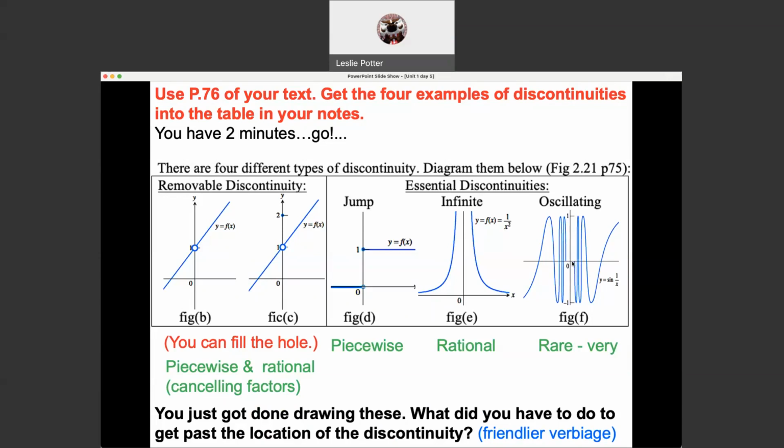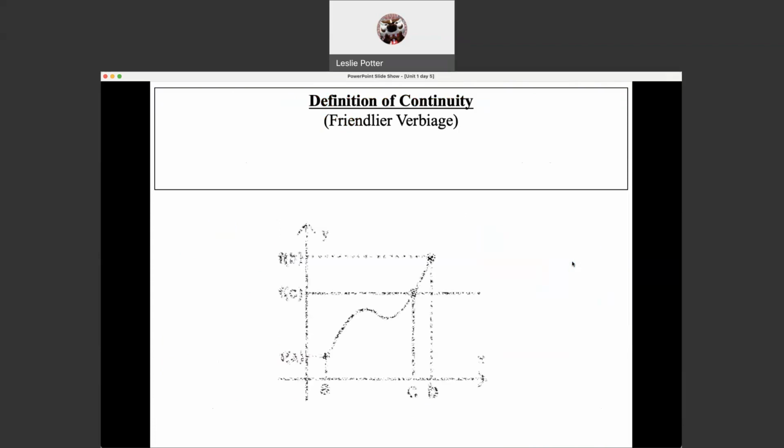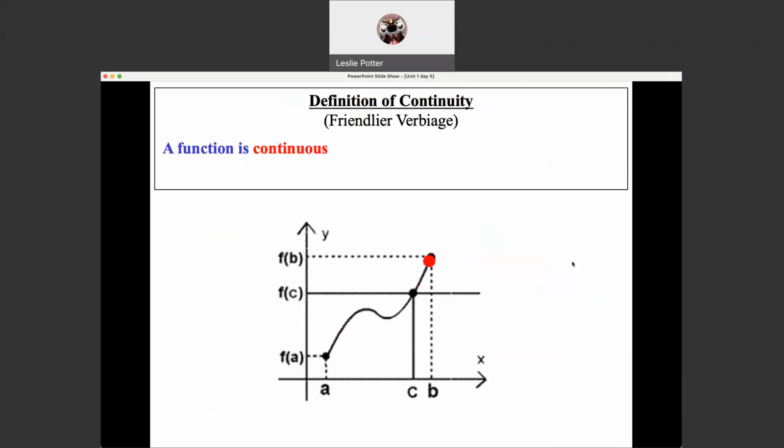So if that's the case, just got done drawing these, what did you have to do to get past the location of discontinuity? I had to do what with my pencil? Lift it up. So if I lift my pencil on discontinuities, what am I not doing when it's continuous? I'm not lifting up my pencil. There's your friendlier verbiage. The function is continuous at any x location if you don't have to lift your pencil or draw it.